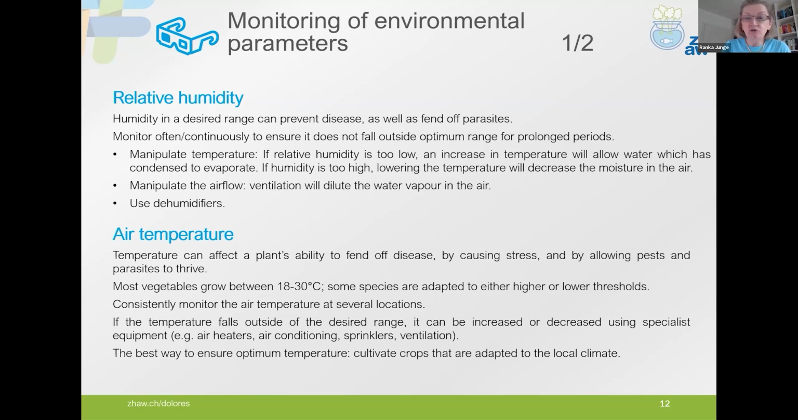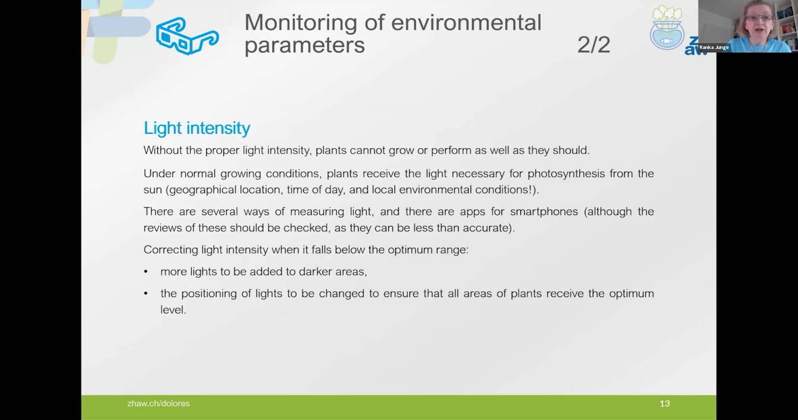Manipulating humidity is usually done by manipulating temperature or manipulating the airflow. Manipulating the temperature, you need again to manipulate the airflow or add sprinklers or air conditioners or air heaters. And manipulating the light intensity means adding some lighting in certain parts.